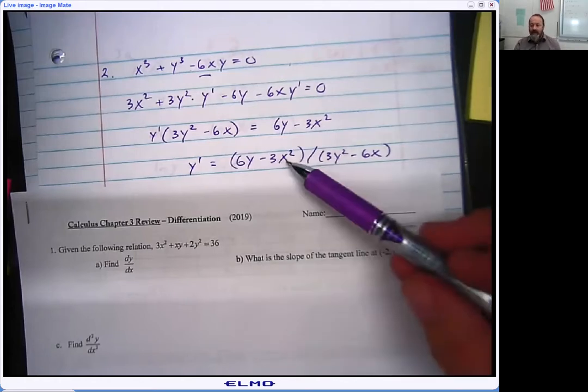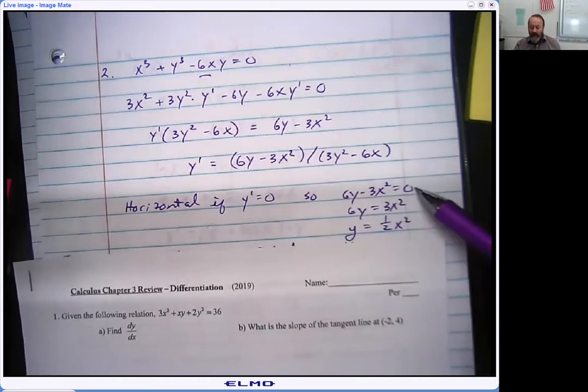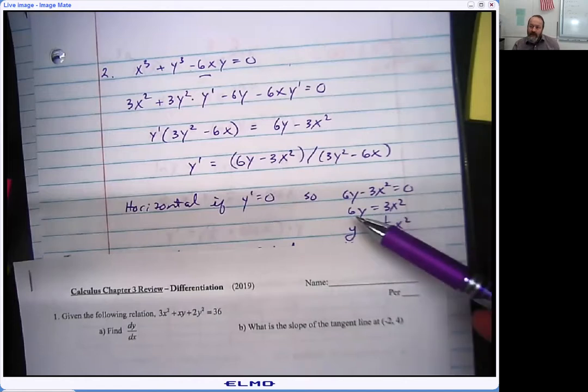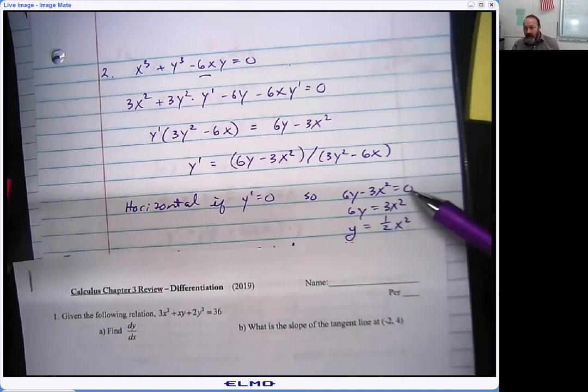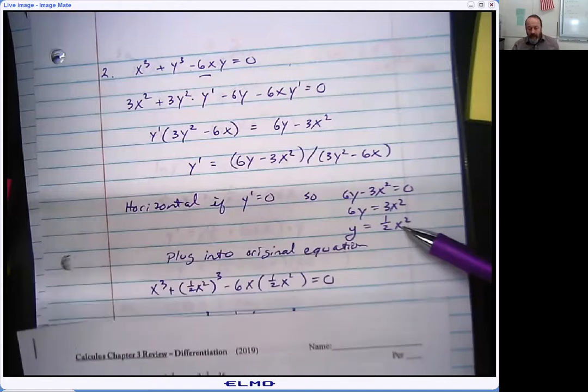So I took this portion of the fraction and I set it equal to 0, which of course would happen if we did just a little bit of arithmetic or algebra. We could find out that 6y minus 3x squared is 0, making y 1/2 x squared. Now that feels like we've done everything we needed to do, but we really haven't. We need to go back and plug that into the original equation.